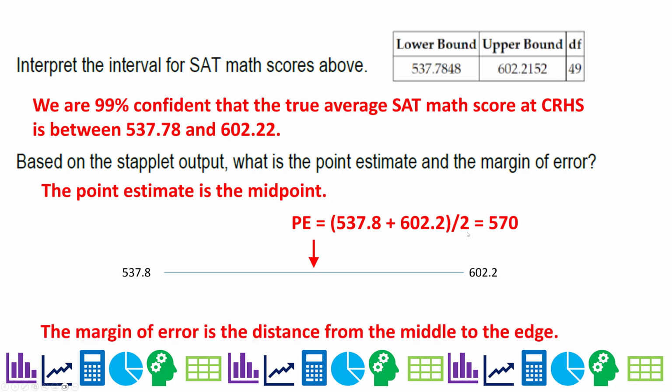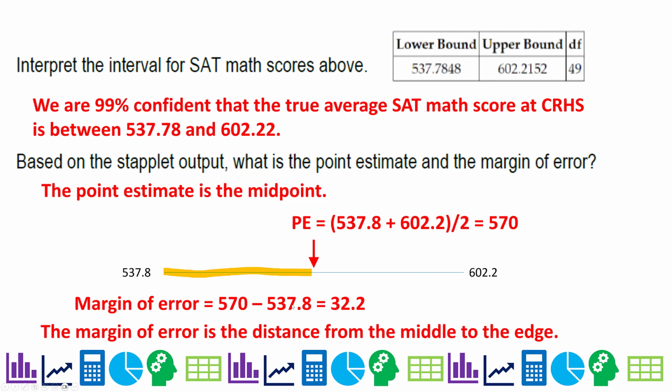All right. Then the margin of error is the distance from that midpoint to one of the edges. So either edge, the lower edge or the upper edge. I tend to do the lower edge because then I can just say point estimate minus the lower bound, and I get 32.2. And that should look familiar because when we did it by hand, our point estimate to start was 570. Remember, that's what we put in the Stapplet. And we calculated a margin of error of 32.2.